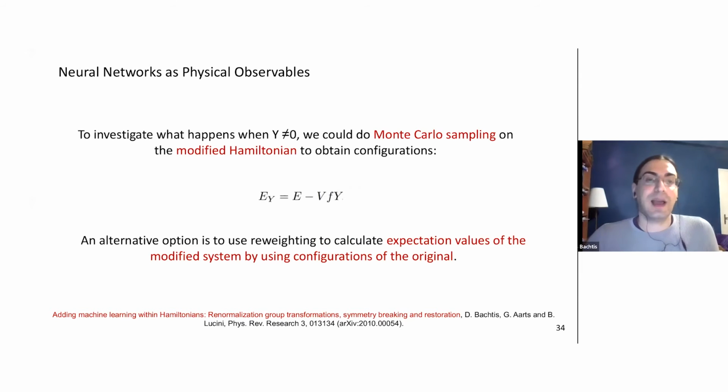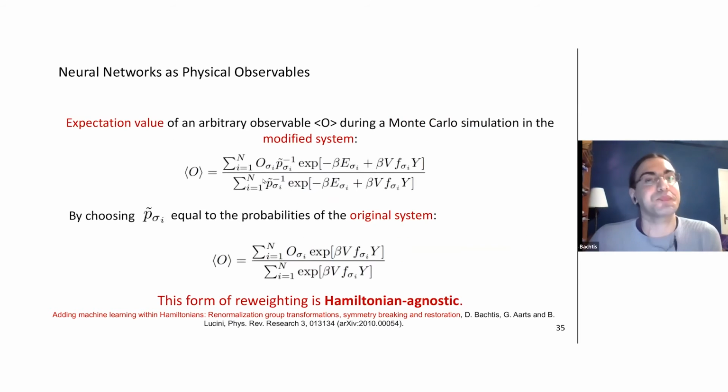So to investigate what happens when this neural network field is not equal to 0, we could do Monte Carlo sampling on this modified Hamiltonian to obtain configurations. However, we want to avoid this because we can use reweighting to calculate expectation values for this modified system by relying on configurations of the original. So I will briefly describe this form of reweighting.